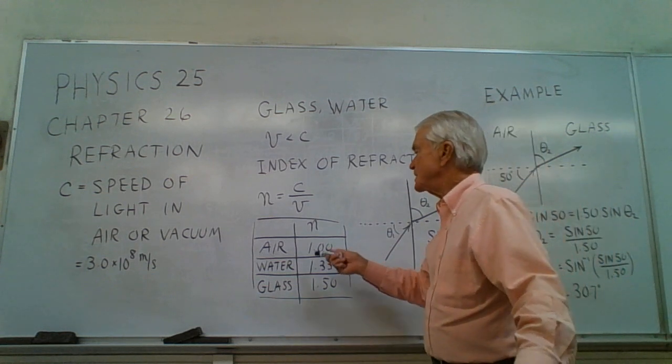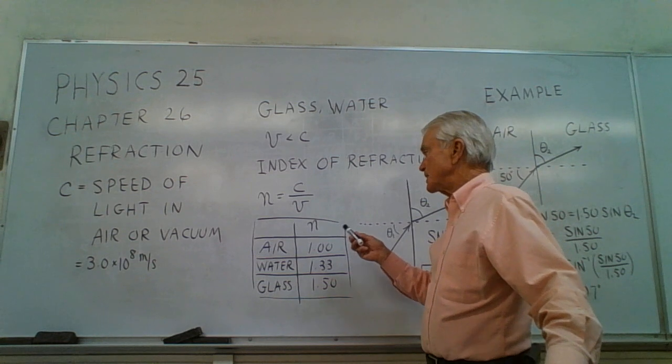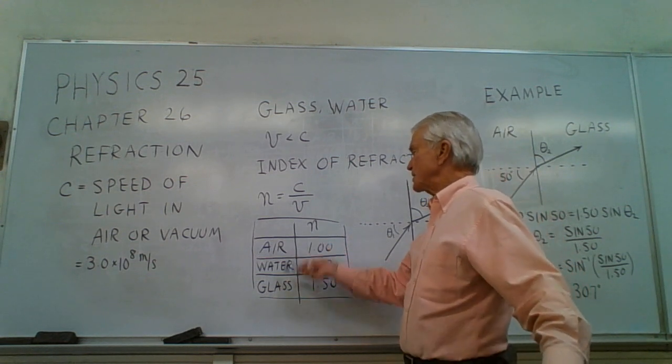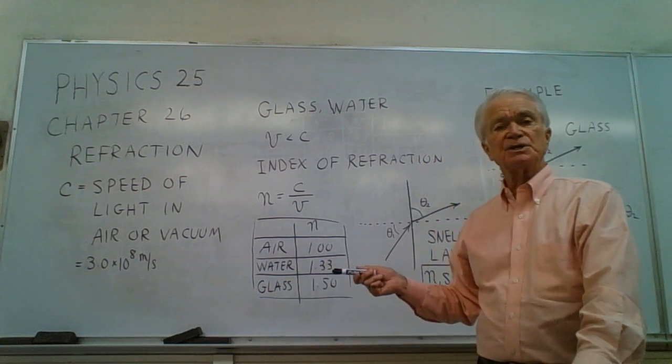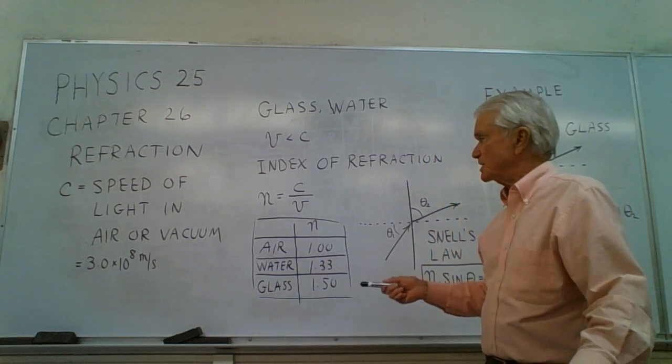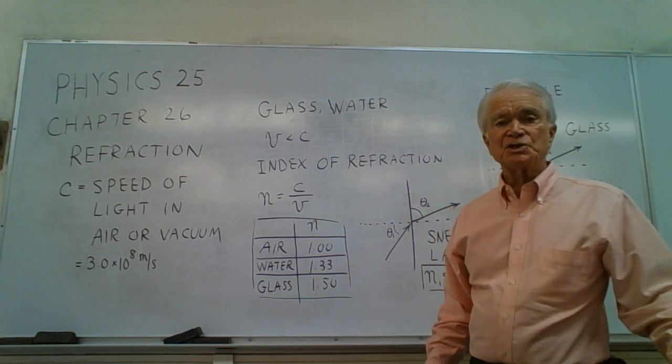Three of the more common indices of refraction that we deal with in this chapter are the indices of refraction for air, water, and glass. Those indices are shown here. Notice that the indices are dimensionless. That's because the index of refraction n is defined to be the ratio of 2 speeds.